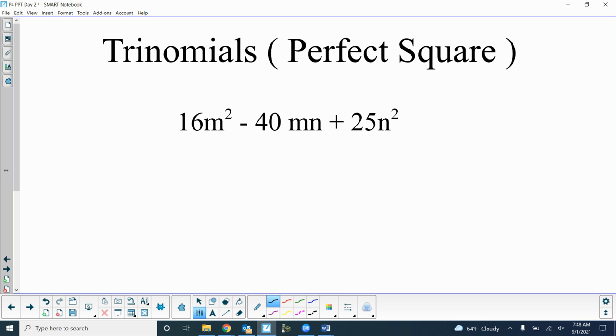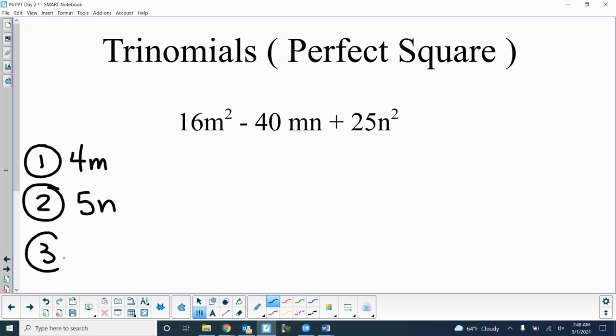All right. So on the 1, 2, 3 test, I take the square root of the first term, which is 4m, for my number 1 of my test. For number 2 of my test, I take the square root of the last term, the third term, which would be 5n. And then number 3 of my test, I just multiply those together. What's 4 times 5? 20. If this answer is half the middle, which it is, it's one of those special trinomials.